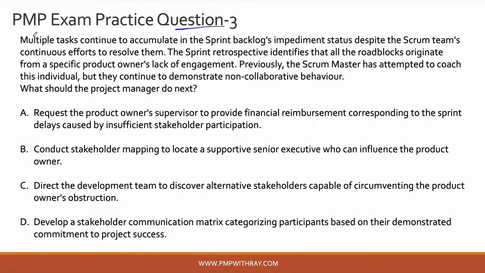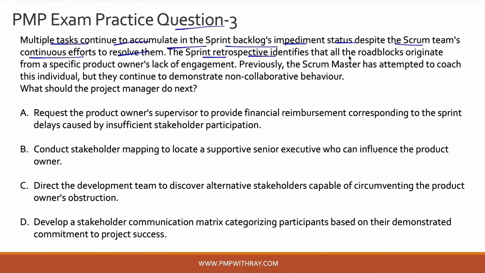Right. So question number 3, guys, please pause the video, read the question and try to answer it before we solve this together. Okay, so let's get started. Multiple tasks continue to accumulate in the sprint's backlog with impediment status despite the Scrum team's continuous effort to resolve them. Okay, so tasks are creeping up and accumulating in the backlog of a particular sprint despite the Scrum team's continuous effort to resolve the same.